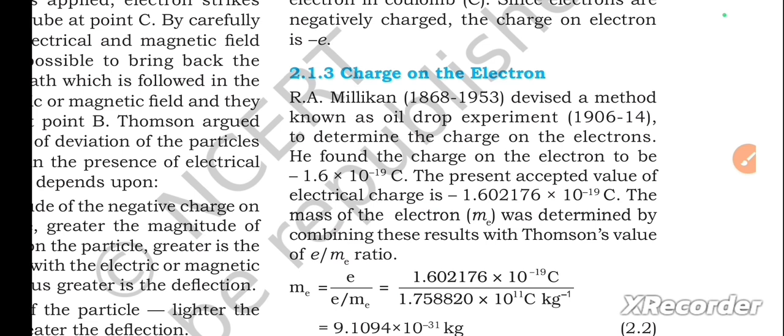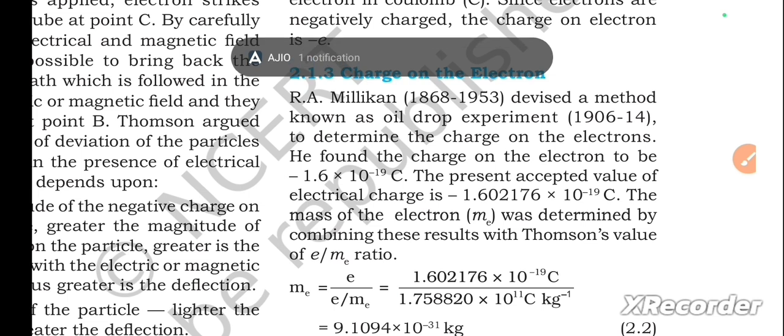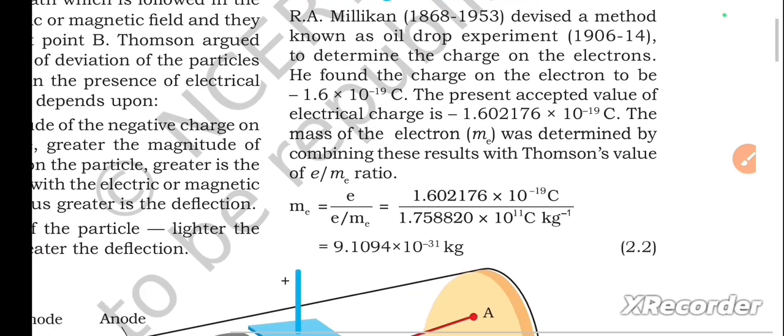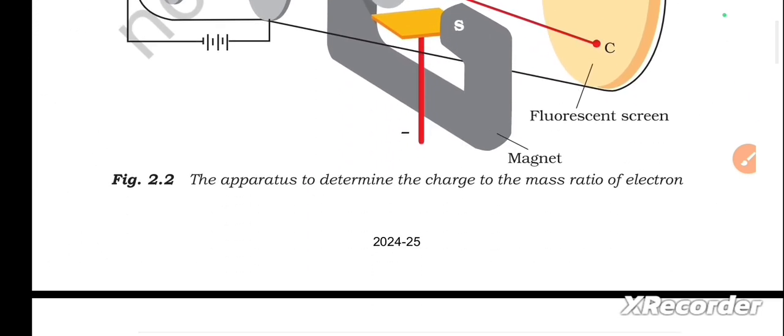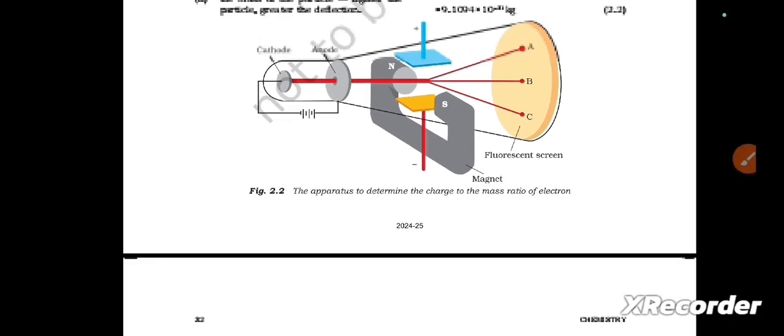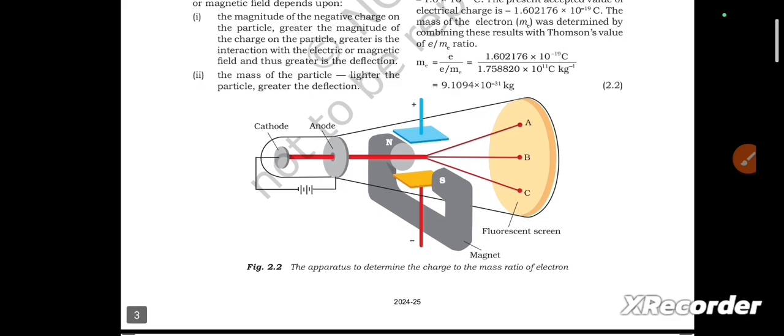The mass of the electron me was determined by combining these results with Thomson's value of e/me ratio. me equals e divided by e/me, which gives 9.1094 × 10^-31 kg. So here they have given figure 2.2, the apparatus to determine the charge to the mass ratio of electron. This I will be providing, you can check it out.